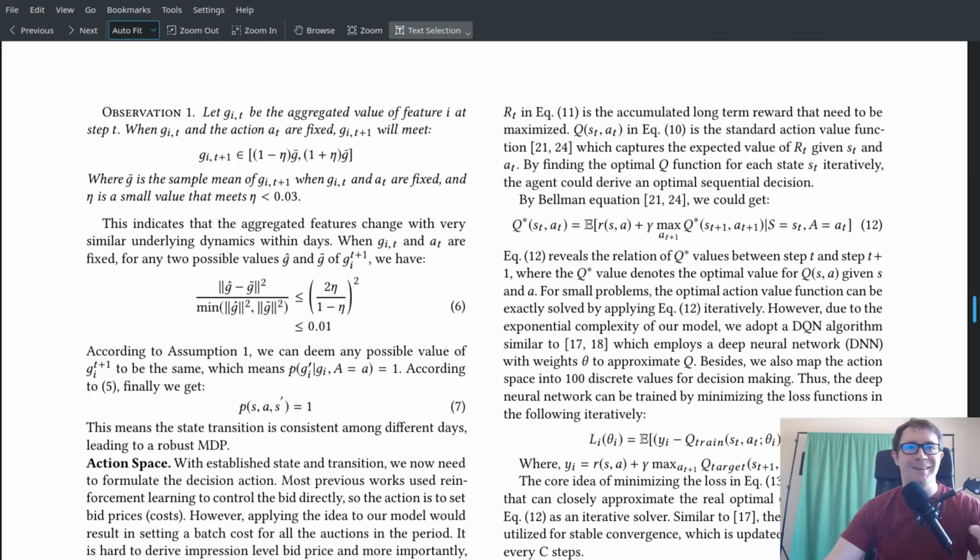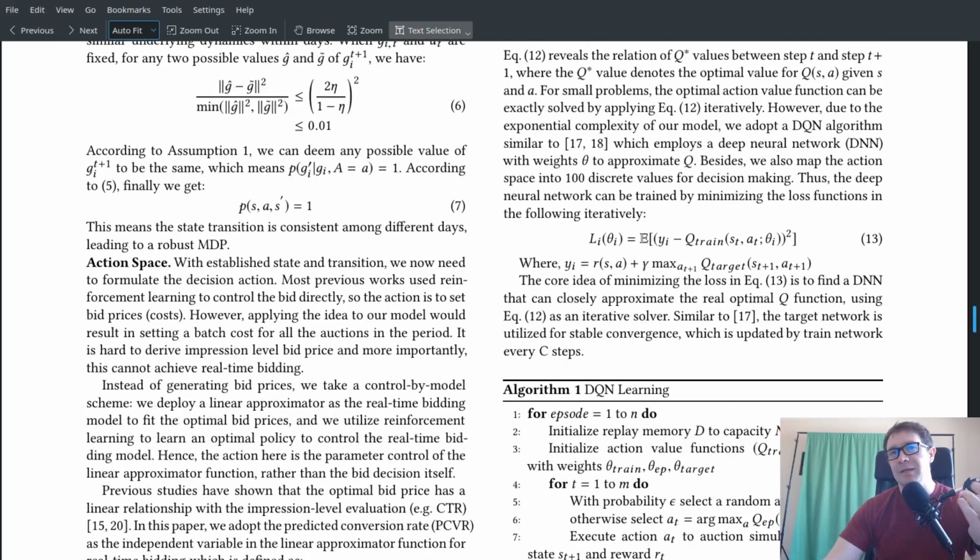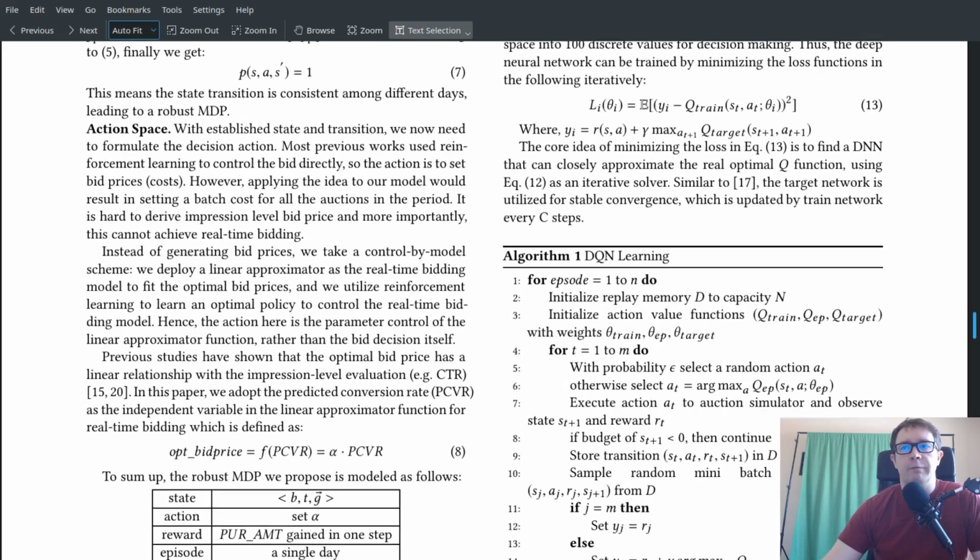But they continue. So now they talk about the action space. This was another problem I had alluded to earlier. Remember, the action space in this case is what bid the agent is going to apply to the auction. The bids can be any quantity in the interval of 1 penny all the way up. Of course, this is probably a nuance since it's on Alibaba, but they basically solve this problem by inserting a fudge factor alpha times this quantity PCVR, which is the predicted conversion rate.